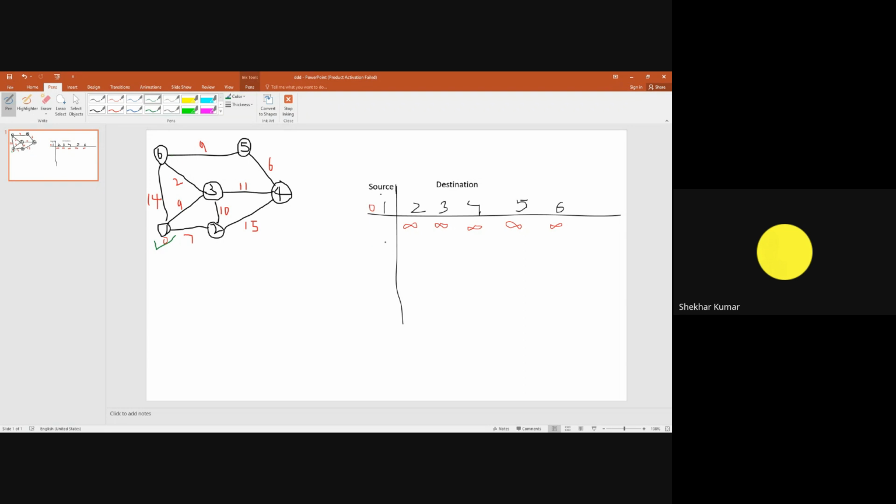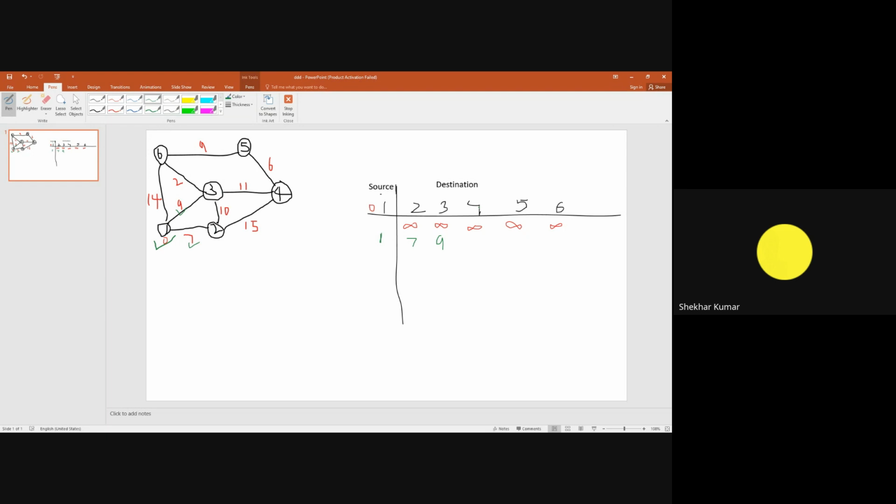Okay. From node 1, the cost of traveling 1 to 2 is 7. Between infinity and 7, the minimum is 7, so I will mark 7 here. And from 1 to 3, initially the cost is infinity, and the next cost is 9. I will compare both 9 and infinity. The minimum cost is 9, so I will put 9 here.